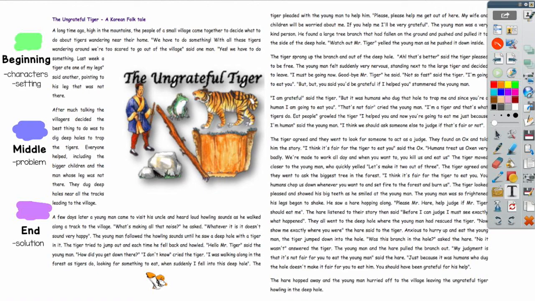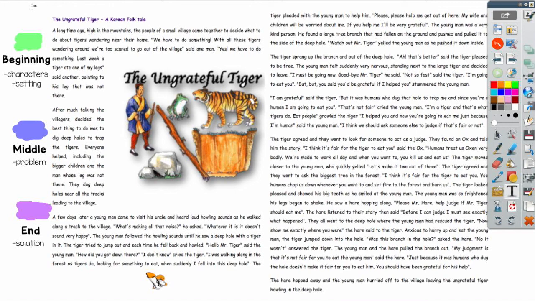Okay guys, we're going to read a fictional story, which is a folk tale from Korea. It's called The Ungrateful Tiger. Now you may notice on the side of my page, I did some writing, or typing in this case. As a reader, it's so important to annotate on your text. Annotate means to mark on your text.